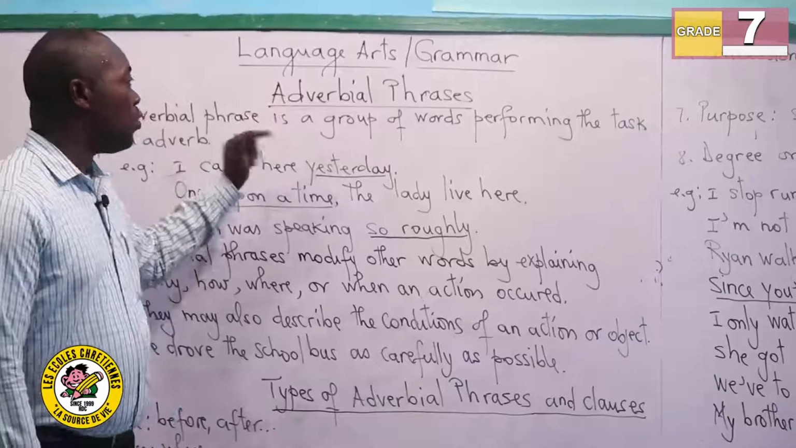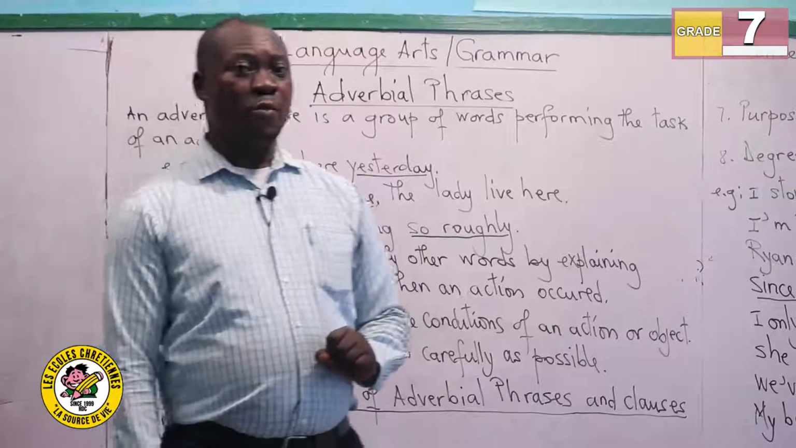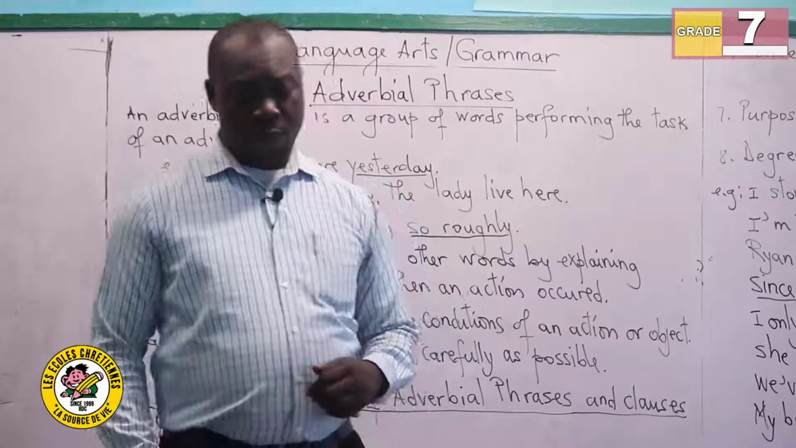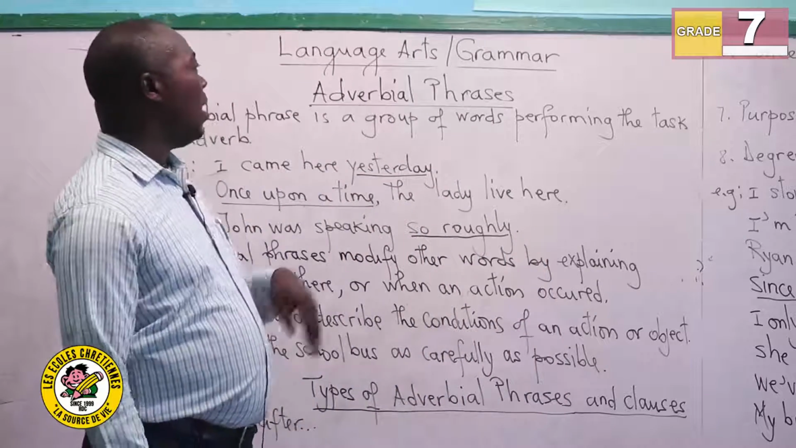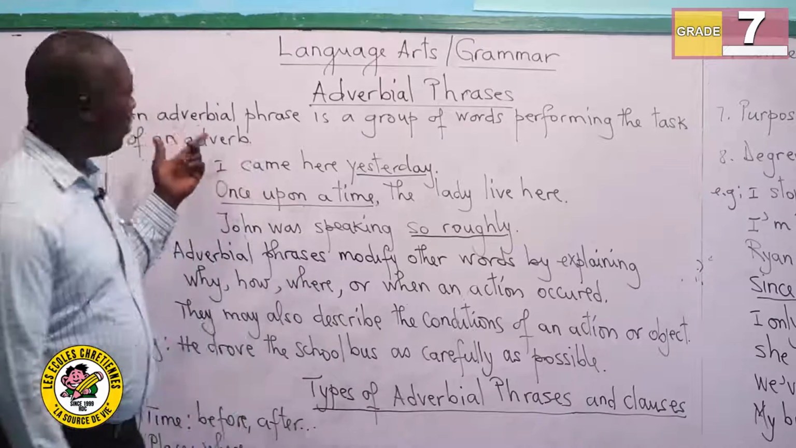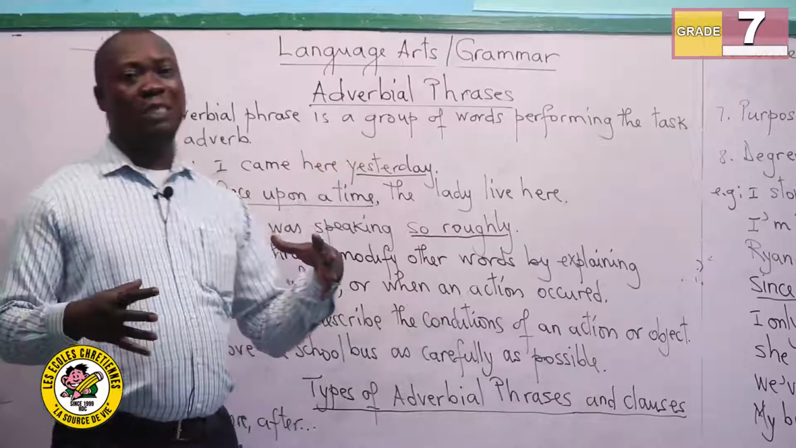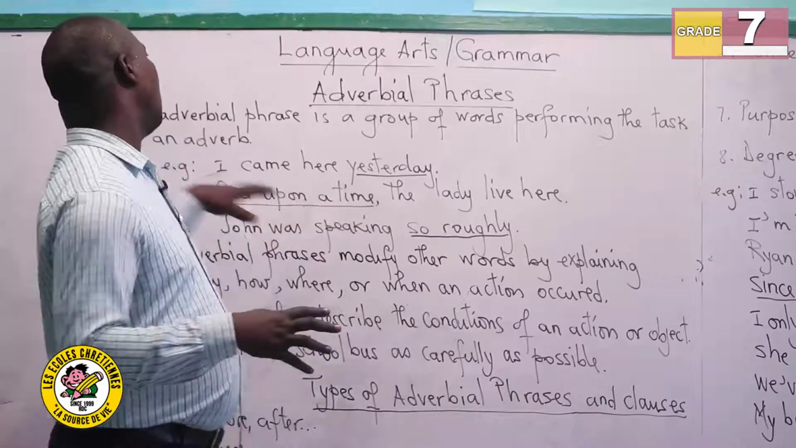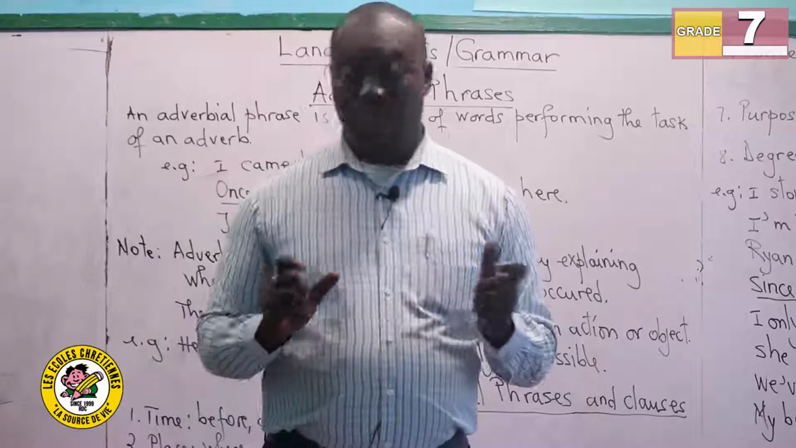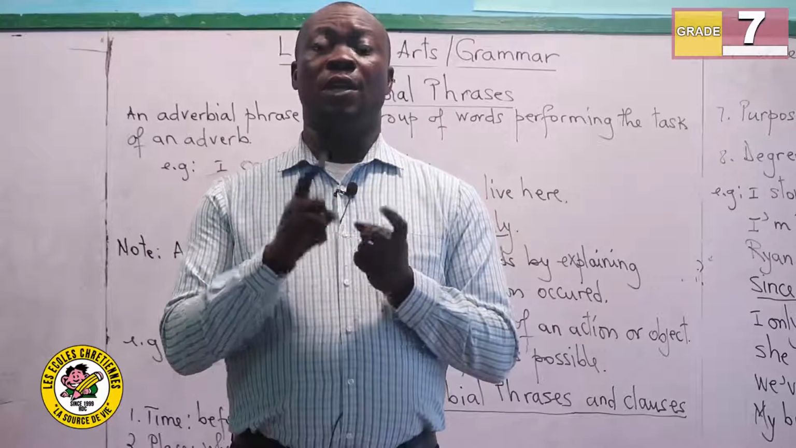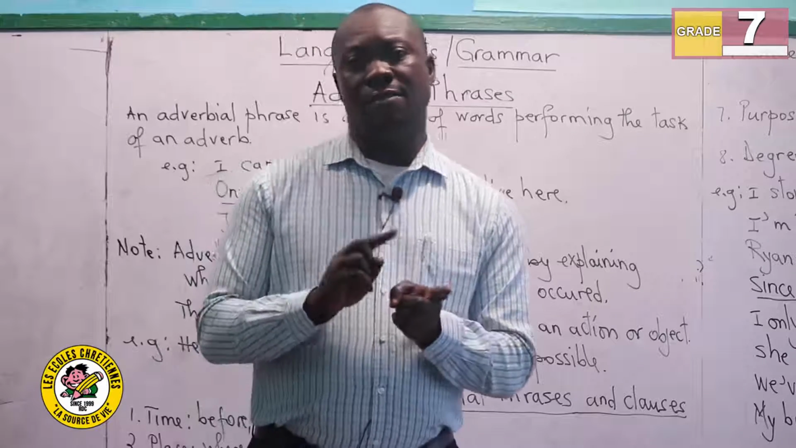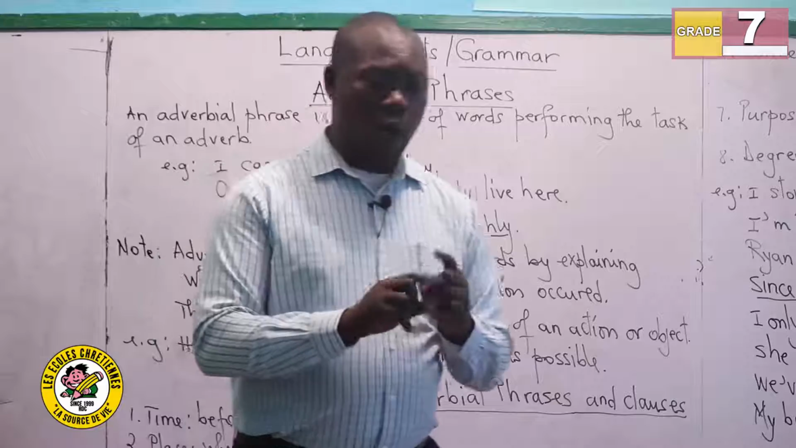Today we're going to talk about adverbial phrases. As last time we talked about adjectival phrases, today we are going to keep on with adverbial phrases. So what is an adverbial phrase? An adverbial phrase is a group of words performing the task of an adverb. Remember that we said last time, an adverb modifies a verb. An adverb deals with the verb, but adjectives deal with a noun or a pronoun.